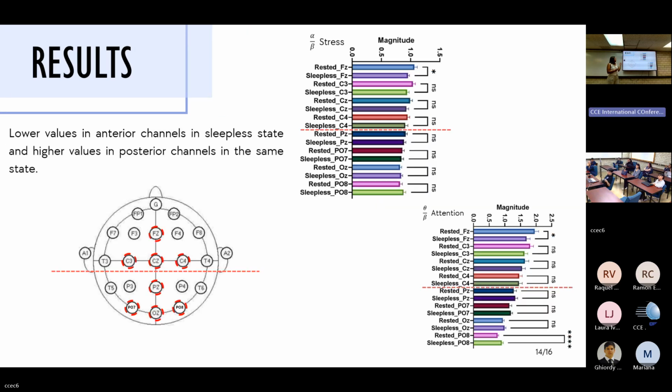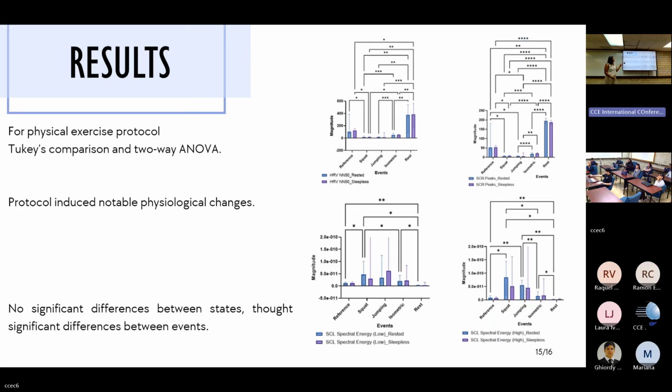That was for the first protocol, the virtual driving protocol. And in the exercise protocol, we performed Tukey's comparison and two-way ANOVA, and we were expecting differences between states, between rested and sleepless, but we didn't find any differences there. We found that the differences were between events. When we increased the difficulty, the changes were notable.